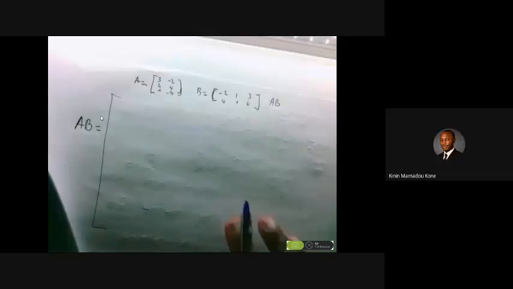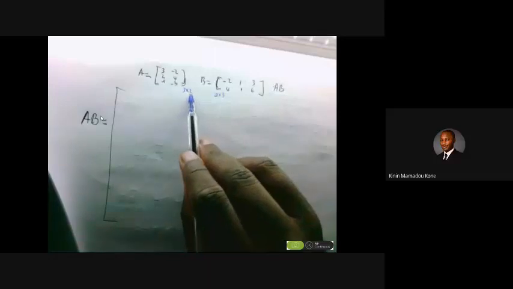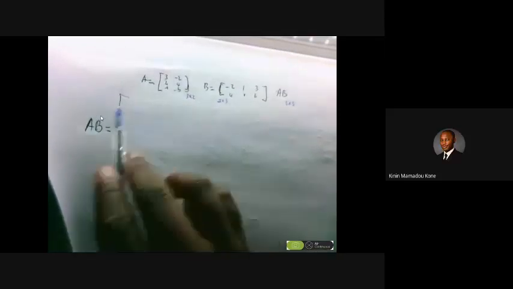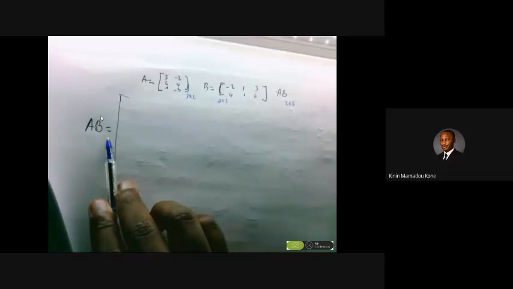Before I even do that, let's look at something. Here I have a 3 by 2. Here I have 2 rows, 3 columns. So I'm supposed to get those two cancel. I'm supposed to get a 3 by 3. That's what I'm supposed to get. So this AB that we're going to get is going to be a 3 by 3.